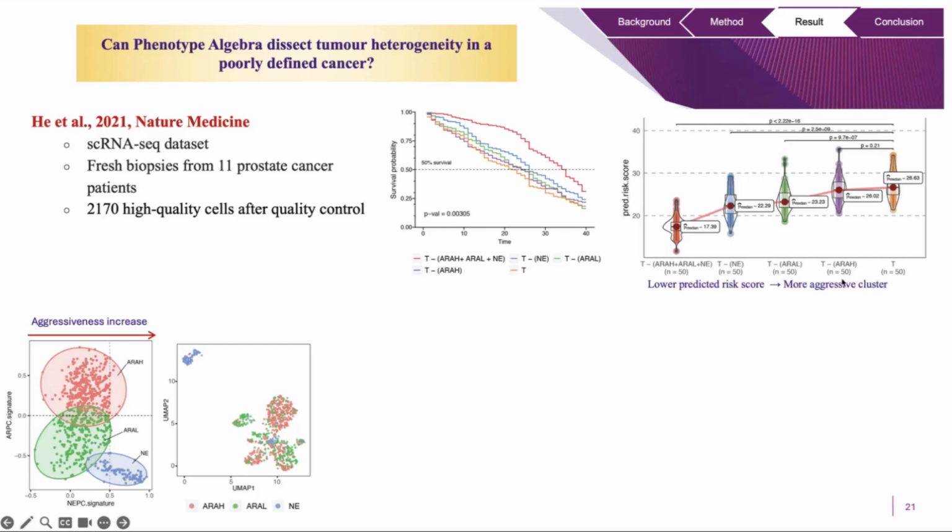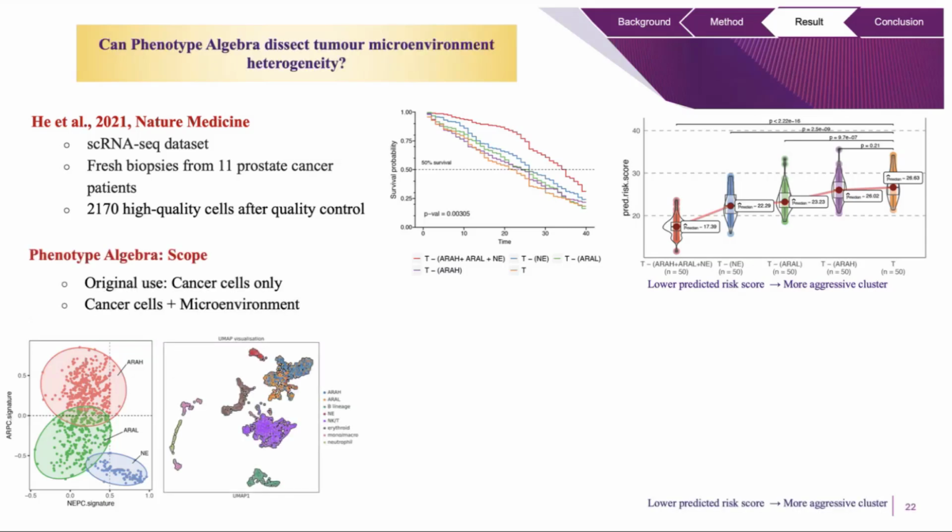And here also we can see it lines up perfectly. We have AR high, AR low, then neuroendocrine coming out to be the most aggressive. And when we subtracted all three of them, we saw the best improvement in survival, meaning that we were able to successfully remove all the aggressive subtypes from the tumor. So what is left are all the benign cells within those single cell data set.